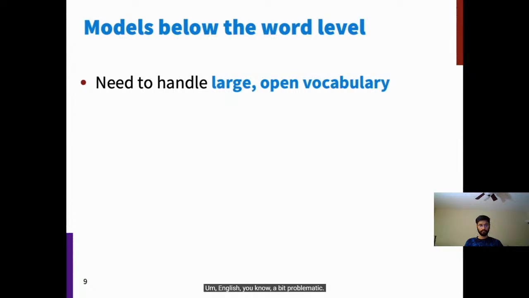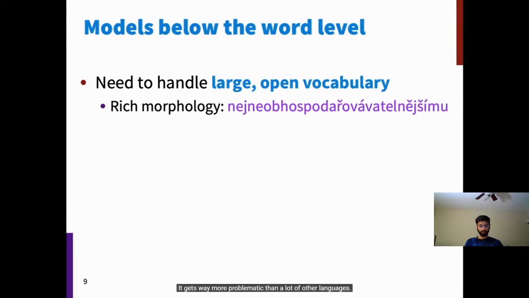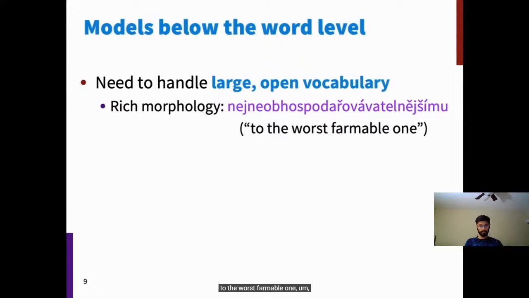English, a bit problematic. It gets way more problematic in a lot of other languages. So here's a lovely Czech word, where you can make much more complex words, and lots of other languages, many Native American languages, other European languages like Finnish have these very complex words. Turkish has very complex words. So that's bad news. There are other reasons we'd like to be able to look at words below the word level to know things about them.